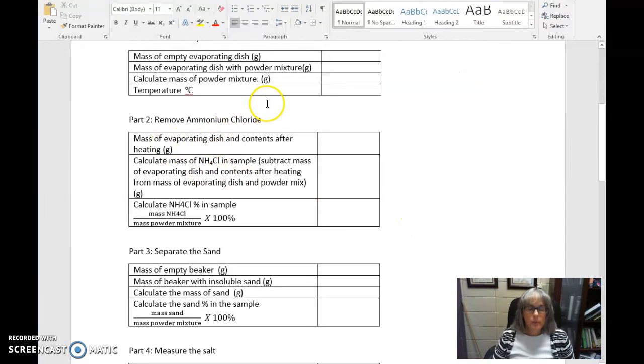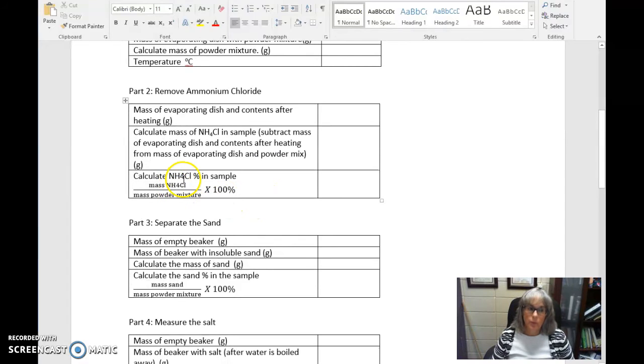You're going to take the powdered mixture and you'll heat it. So you'll have a mass of the evaporating dish and the contents after heating. That goes here. Calculate the mass of ammonium chloride in the sample. To do this, you will take this initial value, the mass of the evaporating dish and the powdered mixture, and subtract off the mass of the evaporating dish and contents after heating. The missing mass is ammonium chloride that is evaporated away.